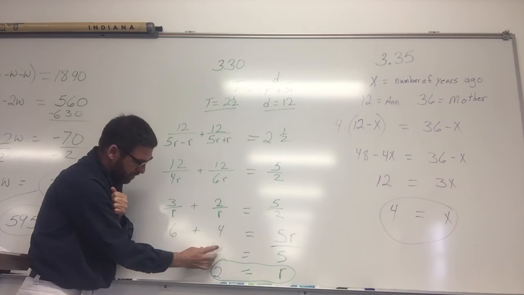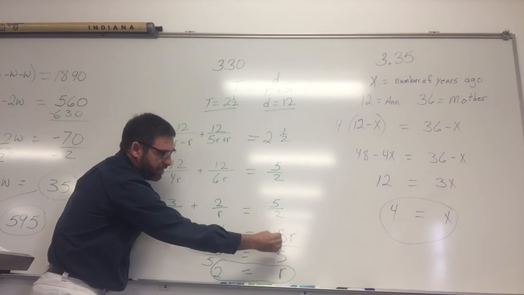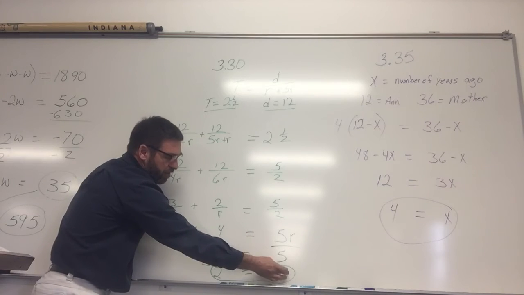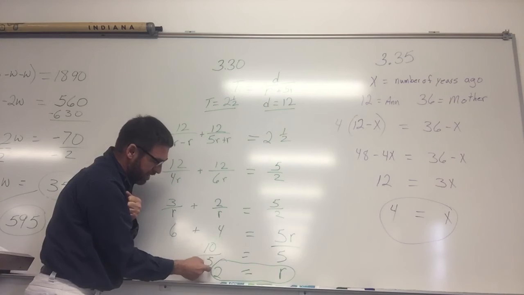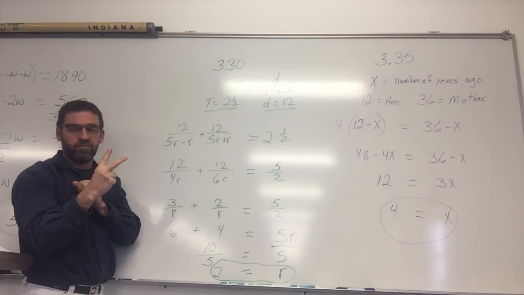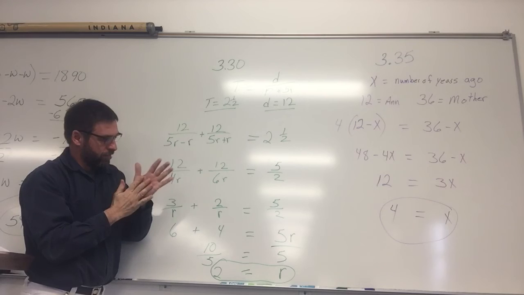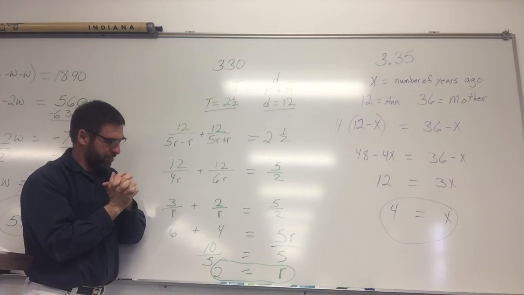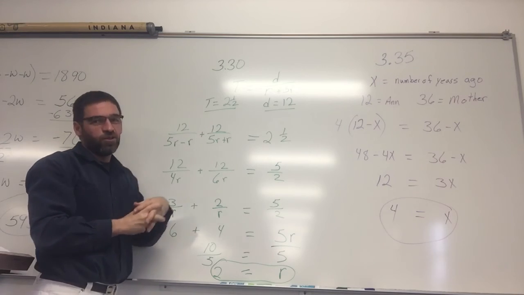And if you can see here, at the bottom, I had 5R, so I wanted to isolate it. I divided 5 into 5. That left me with the R. And now I come over here, 5 into 10 leaves me with 2. So the rate of the river was 2 miles per hour. Yeah, that's a tough one. Let's go over to another one.